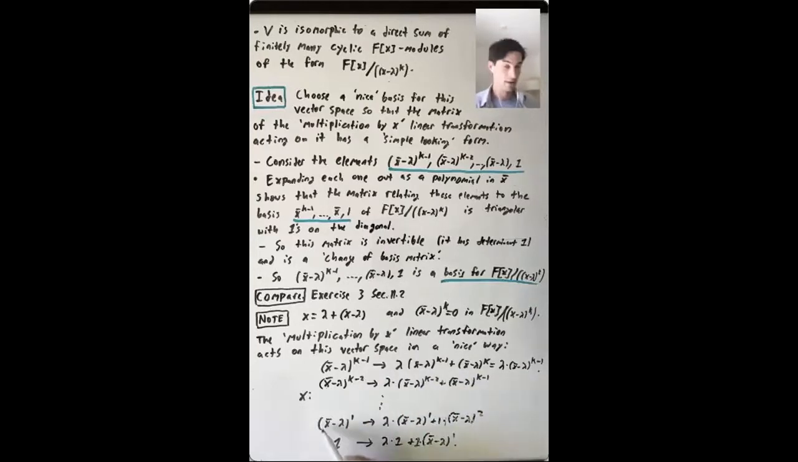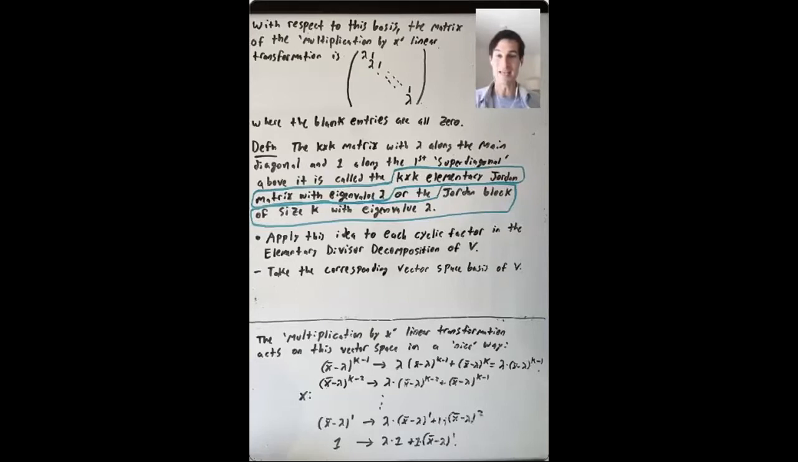So this is a description of how this linear transformation acts on this vector space in terms of this chosen basis. And now we can write down the matrix of this linear transformation with respect to this basis. And we'll see that it's almost a diagonal matrix. It isn't, but it's close. And this will lead to the definition of Jordan canonical form.